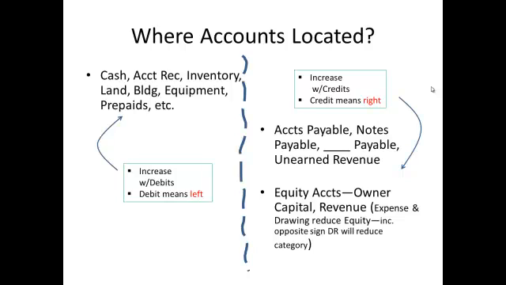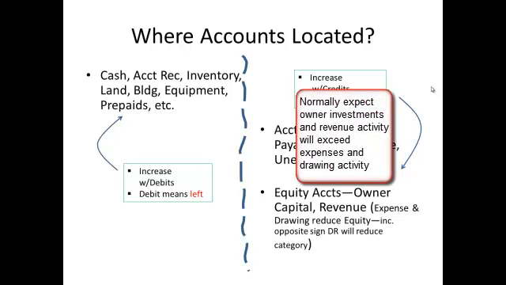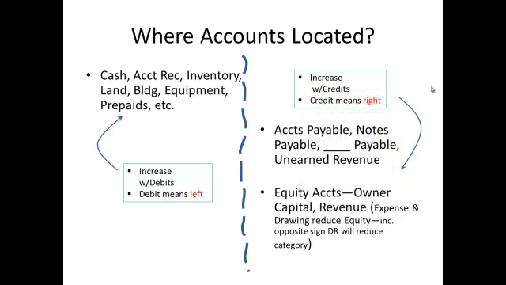The equity accounts, right-hand side of the equation, we expect that to have a credit balance. The equity area increases with credits. The owner capital account, revenue account. Only the expense and drawing accounts will increase with debits on the left-hand side, which reduce the overall value of the equity category.